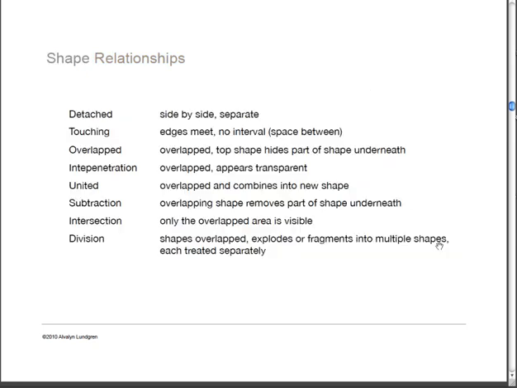When we deal with shapes, we deal with shape relationships. And the building up and the creating of those relationships starts giving us a spatial understanding in any design or image. And so here we're just listing the basic definitions of those shape relationships. We have detached, we have relationships that are touching, overlapping, interpenetration or penetration, also known as transparency. So those three different names basically mean the same thing. Shapes that are united, shapes that are subtracted, shapes that intersect, and shapes that divide.